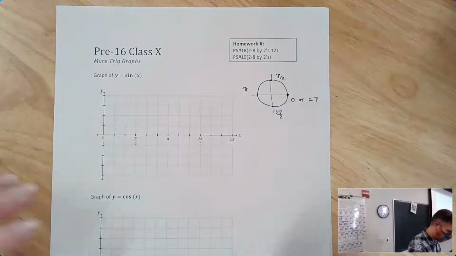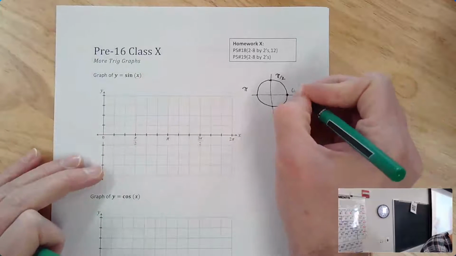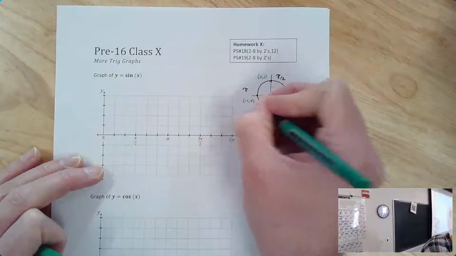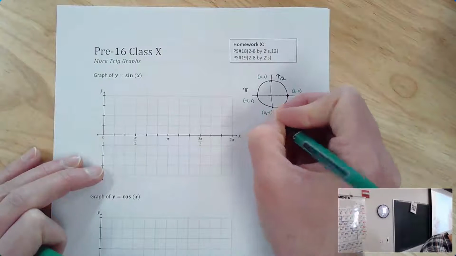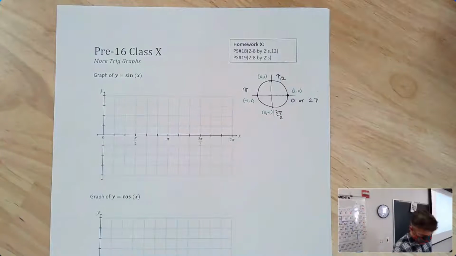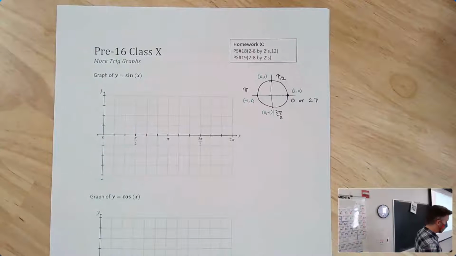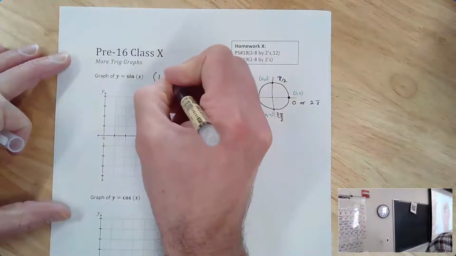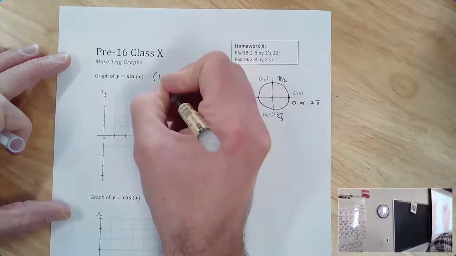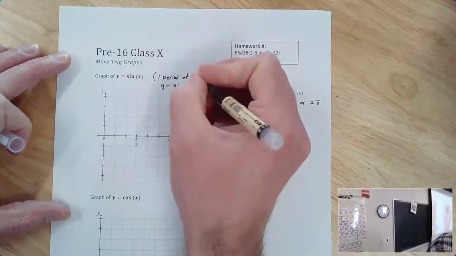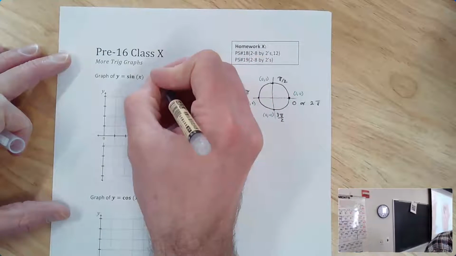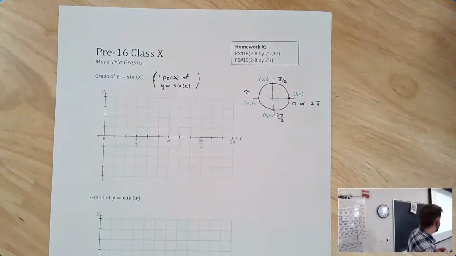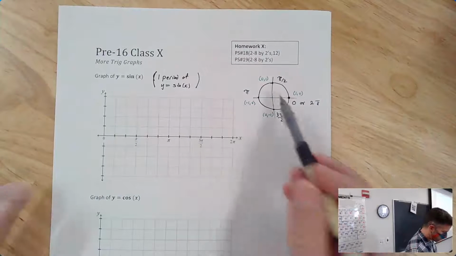And the points associated with those are the point (1, 0), the point (0, 1), the point (-1, 0), the point (0, -1). So when I start trying to graph sine of x, or I really should say 1 period of sine of x, because these are periodic functions, meaning they repeat themselves after so much x interval, I'm just going to plot these 5 points.